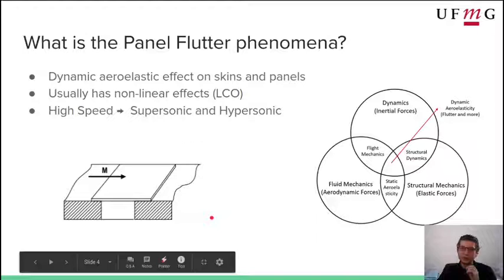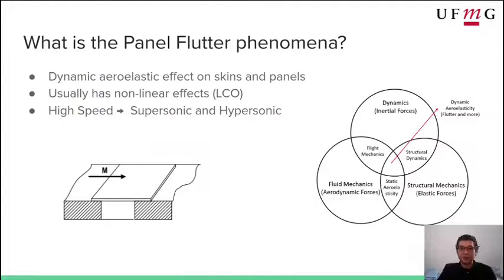It's similar to the classical lifting surface flutter, in the sense that it is an aeroelastic instability, meaning that at a given condition the oscillation amplitude diverges. However, this exponential growth at a critical condition is usually limited by nonlinear effects, and it becomes a so-called limit cycle oscillation, or LCO.